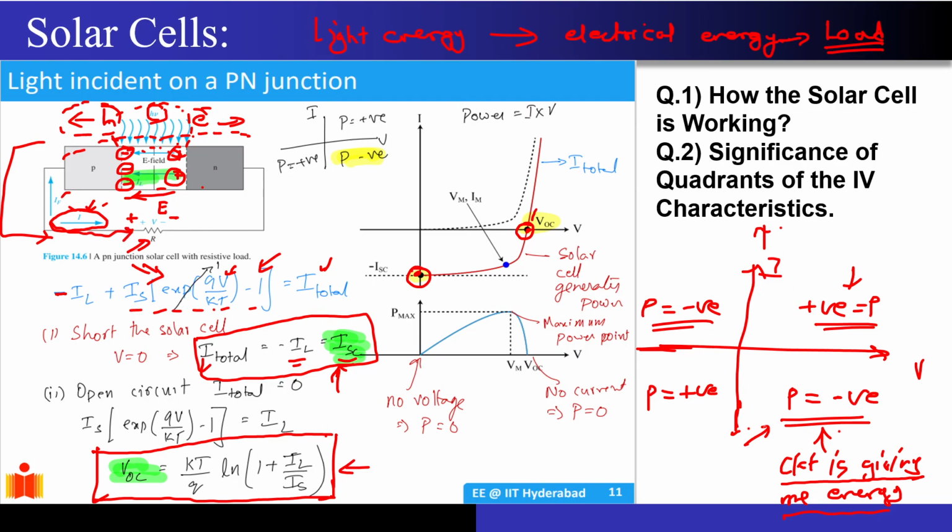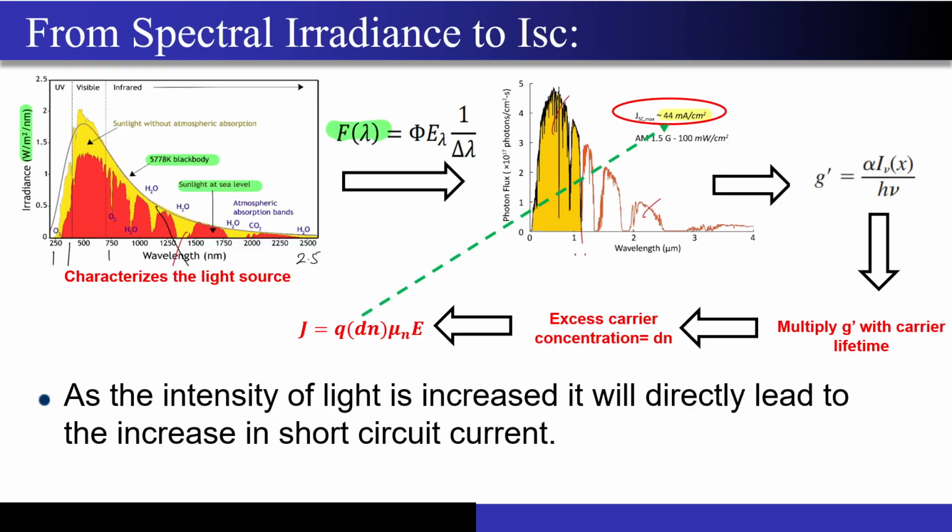That is the significance of having the IV characteristics present in your fourth quadrant. So we have solved both these questions: how the solar cell is actually working, and what is the significance of the quadrants in this IV characteristics. Let me know if you have any questions.